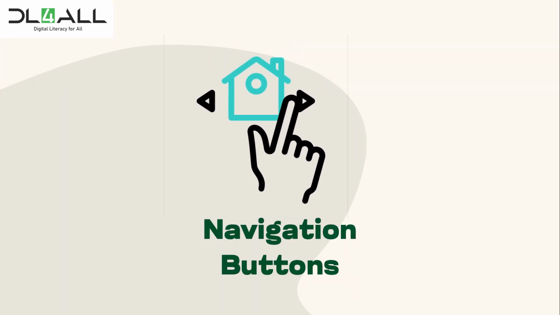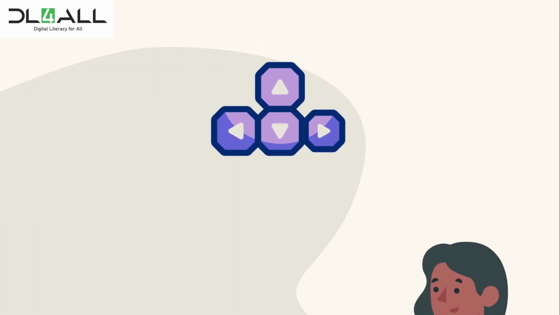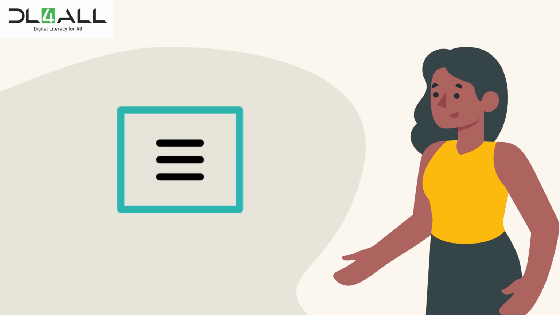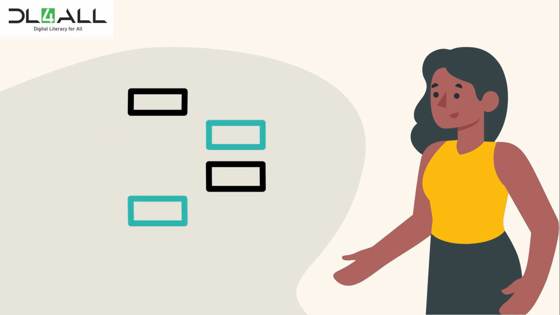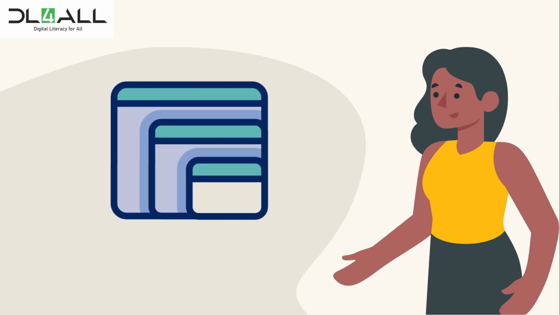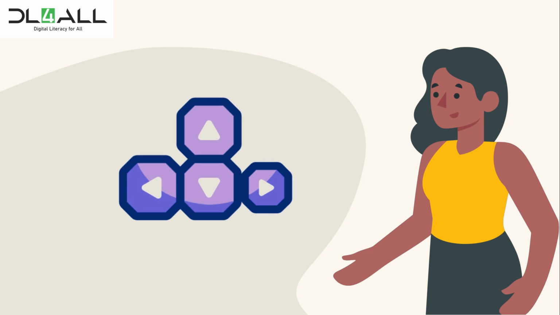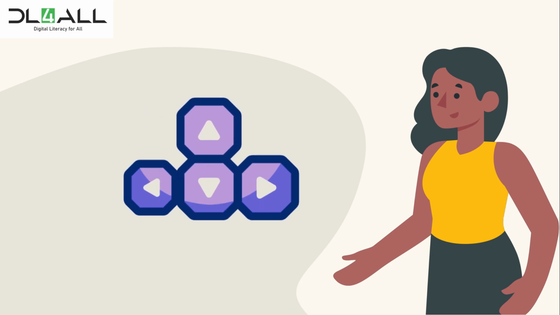Navigation buttons. If your device has physical navigation buttons, they allow you to navigate through menus, options, or pages. Use these directional arrows to move up, down, left, or right.